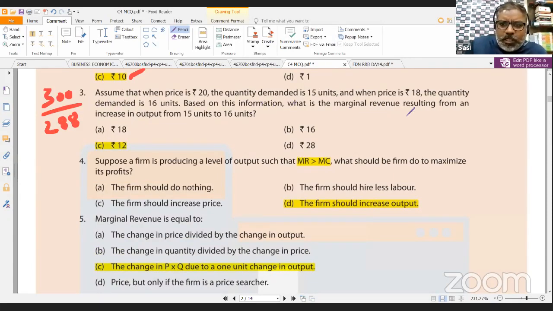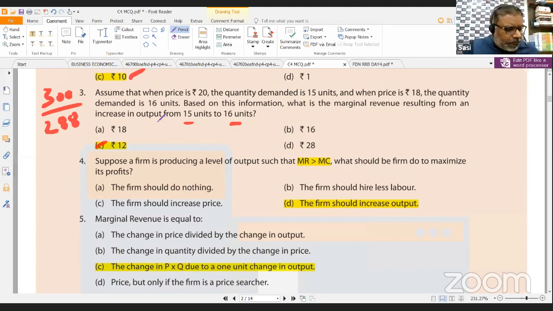Based on this information, what is the marginal revenue resulting from an increase of output from 15 to 16 units? Minus 12 actually, but still, since there is no minus, C is the only thing. He said marginal revenue. He never said plus or minus. So marginal revenue is 12, right?